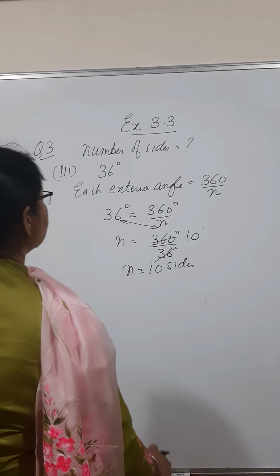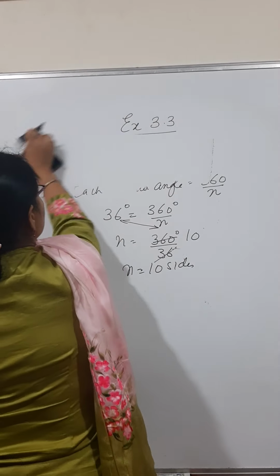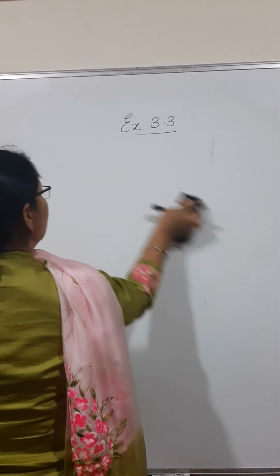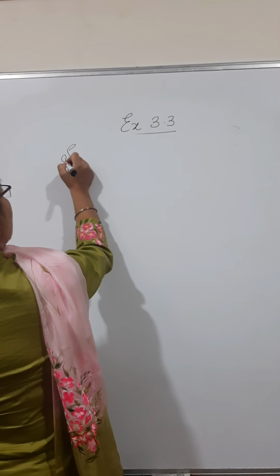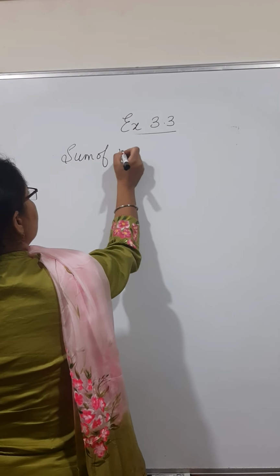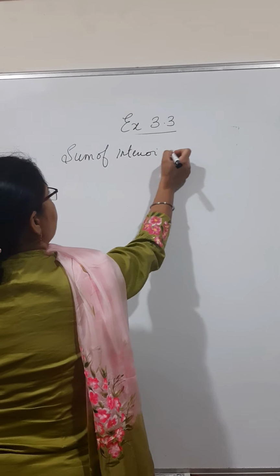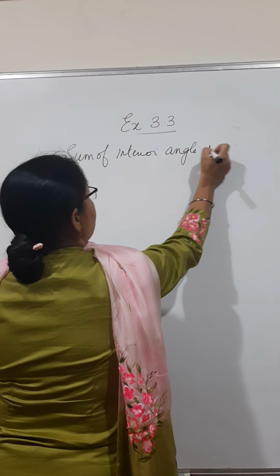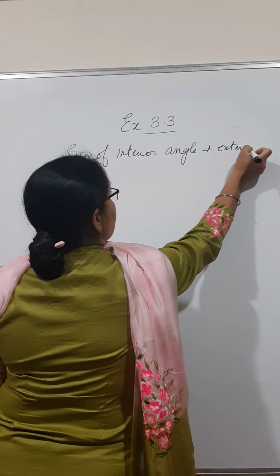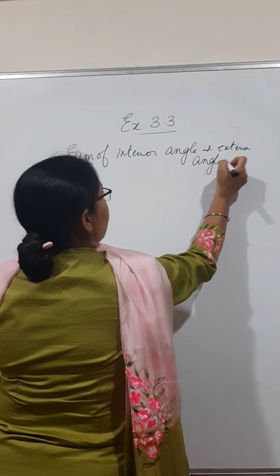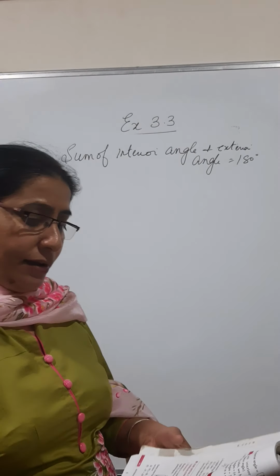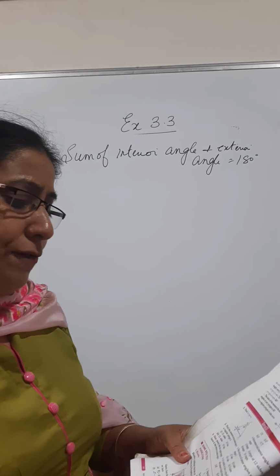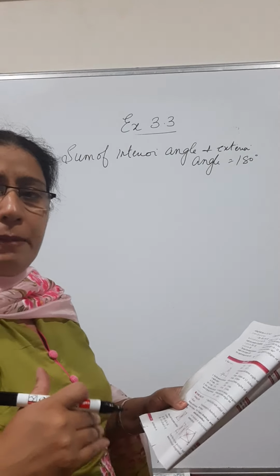Now beta, after this we are going to discuss the interior angle. Now you know that for any figure, the sum of the interior angle and the exterior angle is always equal to, beta, 180 degrees. Now if I want to find the interior angle, first of all I have to find the exterior angle.